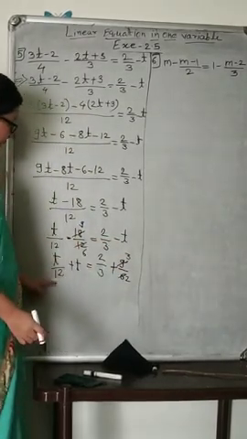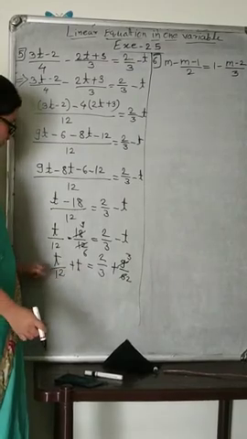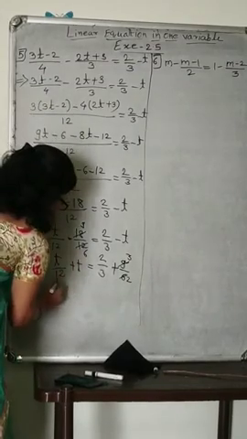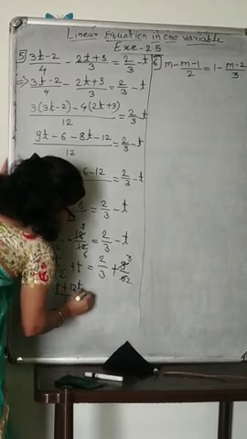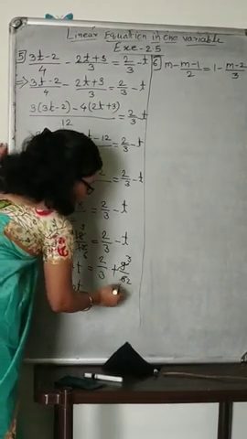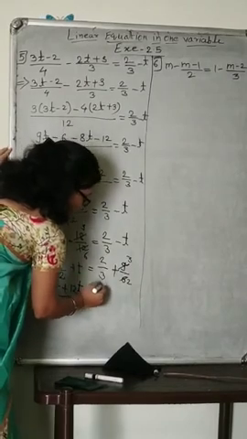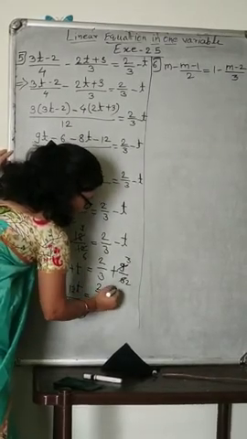And here is t by 12 plus t. That means what will come? Here will come t plus 12t divided by 12 will come. Then here what will remain? Here is a 3 by 2. Then now cross multiplication will be done. 2 by 3 plus 3 by 2.